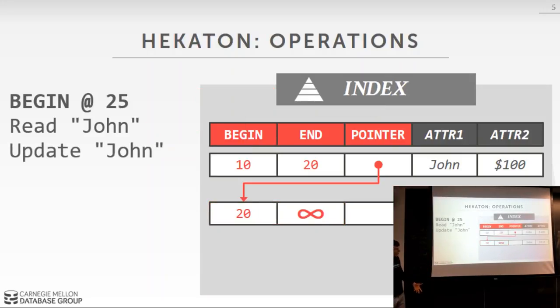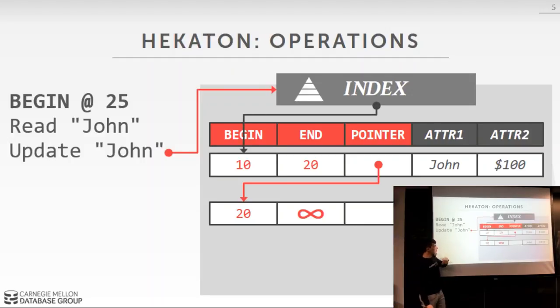So now we want to do an update. So same thing, we go in our index, we do our lookup, we land down here. And what we're going to do is replace the end timestamp of this tuple with a special timestamp for our transaction. So here I'm saying transaction 25. What Hekaton is going to do is that all the timestamps reserve a single bit that allows it to specify whether it is the end timestamp of a transaction that's already committed, or a begin timestamp for a transaction that's still running. So we take our begin timestamp, we flip a single bit at the most significant slot, and that tells us that this timestamp corresponds to an active transaction.